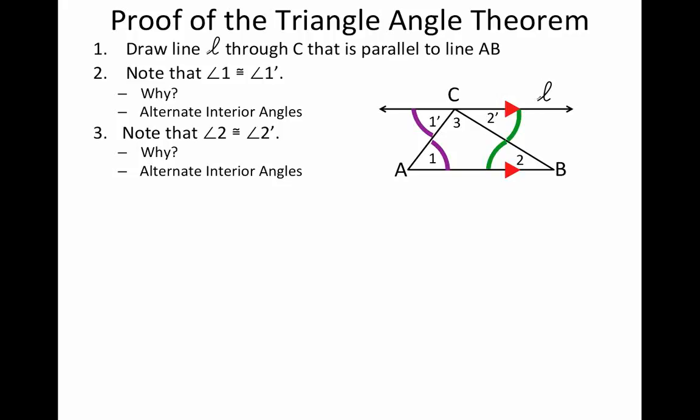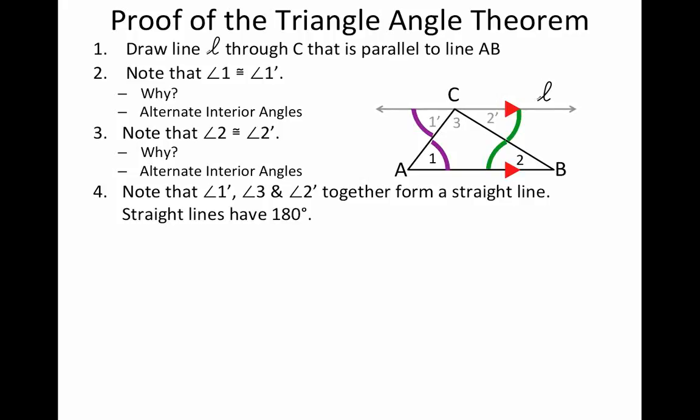So now I can note that angle 1 prime, angle 3, and angle 2 prime together form a straight line, sort of like they did for the paper that you ripped up. And straight lines have 180 degrees in them. Therefore, I know that if 1 prime plus 3 plus 2 prime equals 180, and I know that 1 equals 1 prime and 2 equals 2 prime, then I can conclude that angle 1 plus angle 3 plus angle 2 equals 180. And that proves the triangle angle theorem.